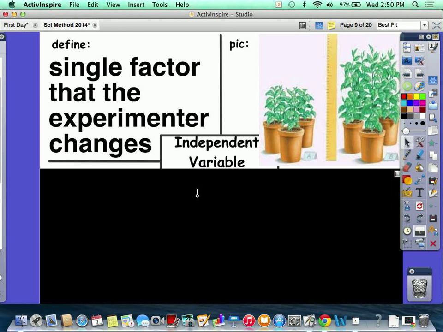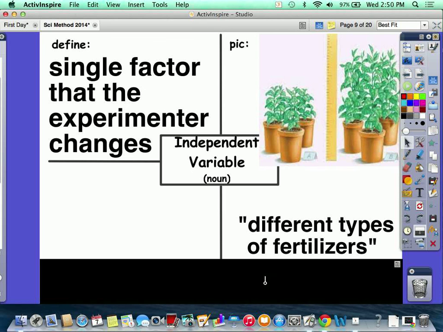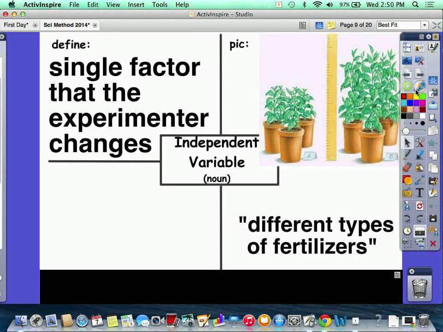So above there, if that doesn't automatically come to your mind, you better write that down, because we're talking about changing one thing in the experiment. One thing in the experiment. And that's what we're changing. The independent variable in the experiment we talked about was the different types of fertilizers.